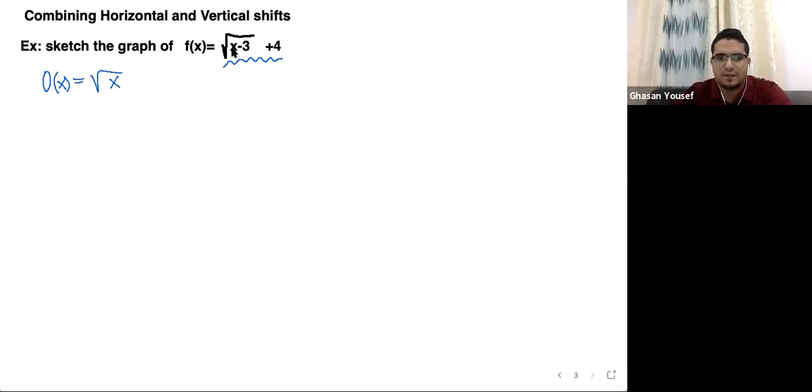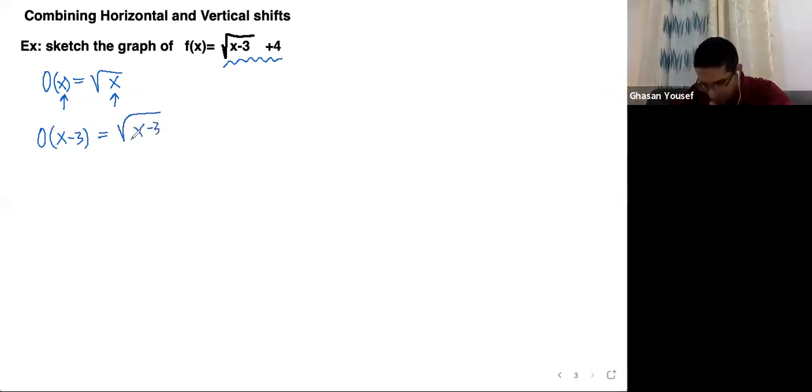First of all, I see x minus 3 inside the radical. So what I should do, I have to plug in, instead of this x inside the radical, x minus 3. So O of x minus 3 equal the radical of x minus 3. This is the first step. Now I see here 4. The 4 is outside. What should I do here for the original function to make it something like this?